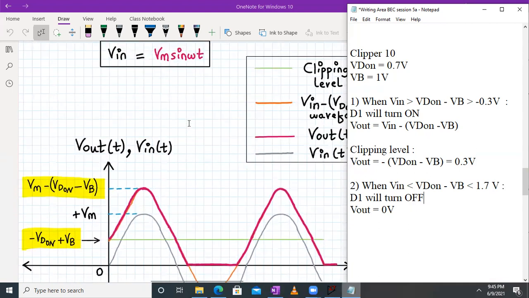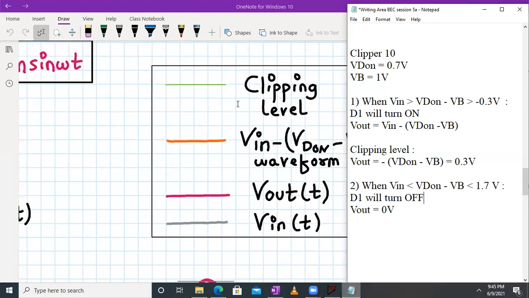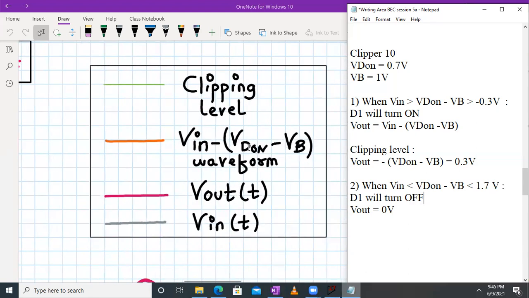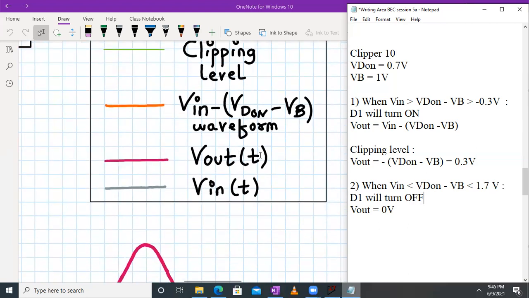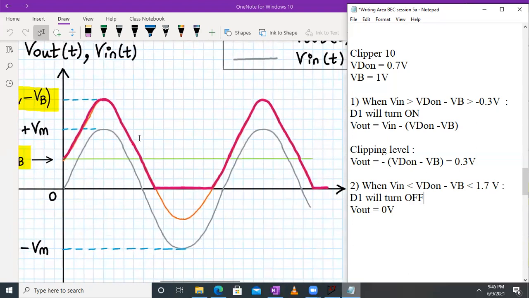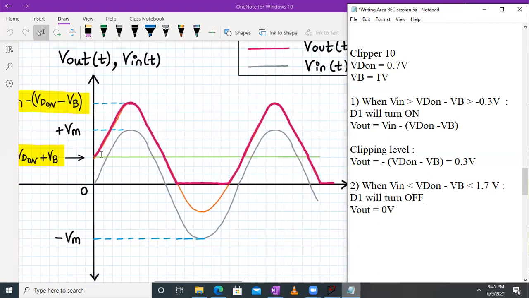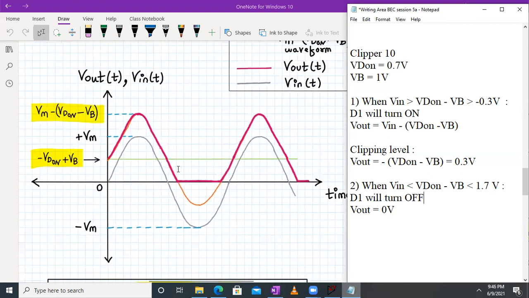First of all, understand the colors over here. Okay, so clipping level is green. The tracking level is Vin minus VD on minus VB, and magenta color is the Vout, and this gray color is my Vin. Okay, so next, first you draw the gray color input waveform. Starting from zero, positive peak is plus Vm, minus Vm is the negative peak. No complexity over here.